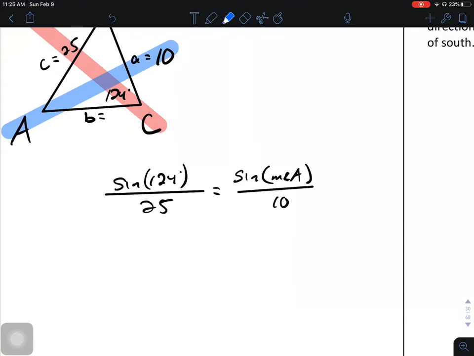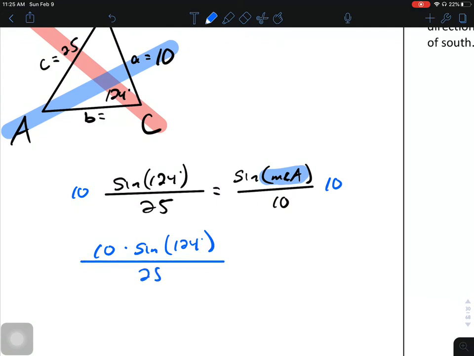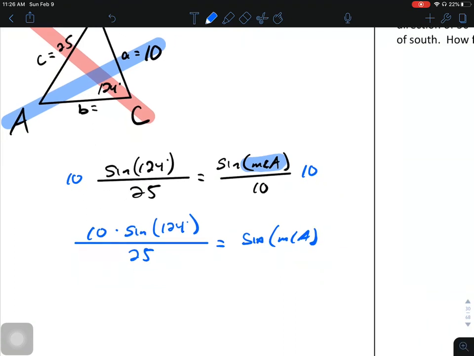I want to get this fellow by itself, so I'm going to multiply both sides by 10 initially. On the left, I get 10 times sine of 124 degrees over 25. On the right, I get sine of the measure of angle A, because the 10s cancel on the right. Now, it's true that you could simplify 10 over 25, but don't bother with it.